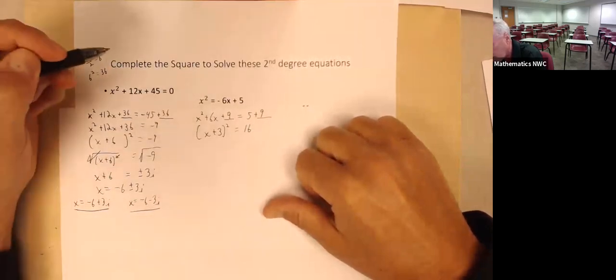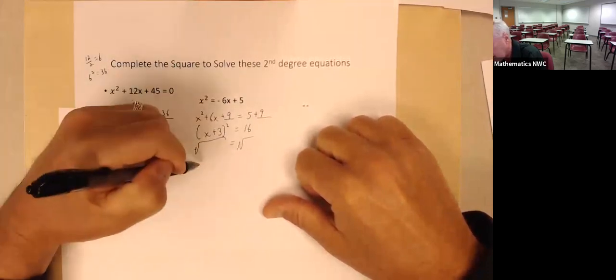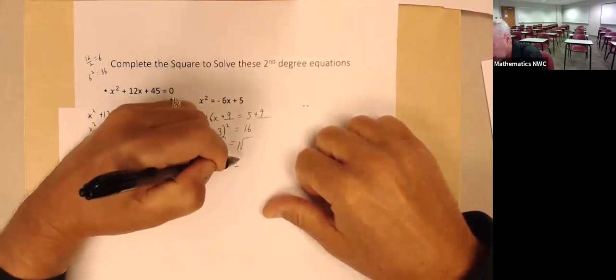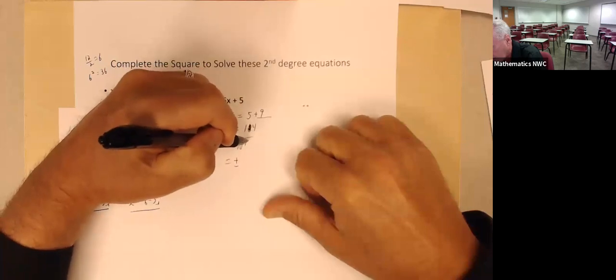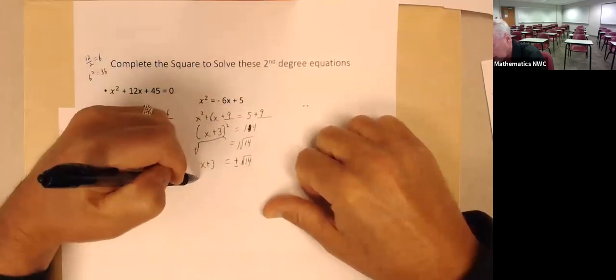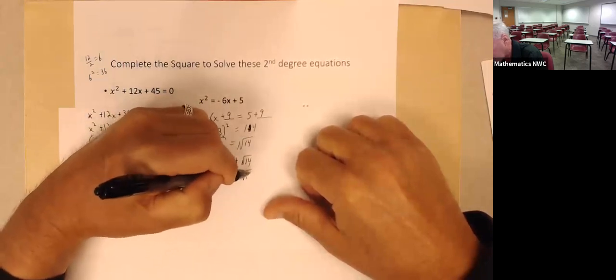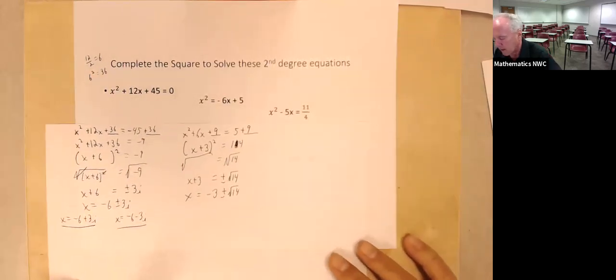This side is 14. We take the square root of both sides. I get x plus 3, plus or minus, in this case. I'm sorry, that should be a 14. Plus or minus the square root of 14. My answer is negative 3 plus or minus radical 14. That one was a little bit easier.